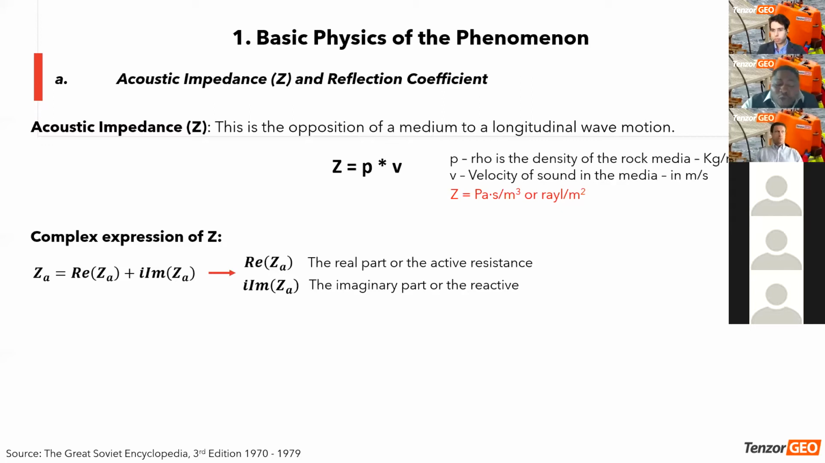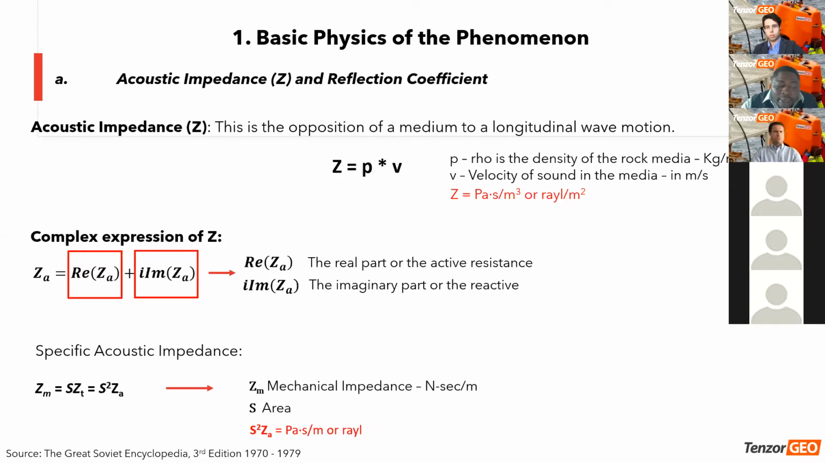Now, the relevance of acoustic impedance is because of the real part and the imaginary part. The real part is the active resistance of the acoustic impedance and is associated with friction, energy loss, or dissipation, while the imaginary part is the reactive component and is associated with the reactions of forces of inertia and or elastic forces. So it can be either inertial or elastic.